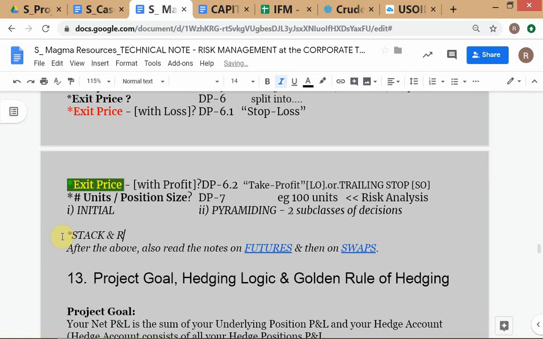And stack and roll. You know what stack is? Stack is if I just pile up everything on top, I stack them together. That's what stacking is. Stacking means you take a bunch of items and you stack them all together. So stack and roll. Roll means rollover.